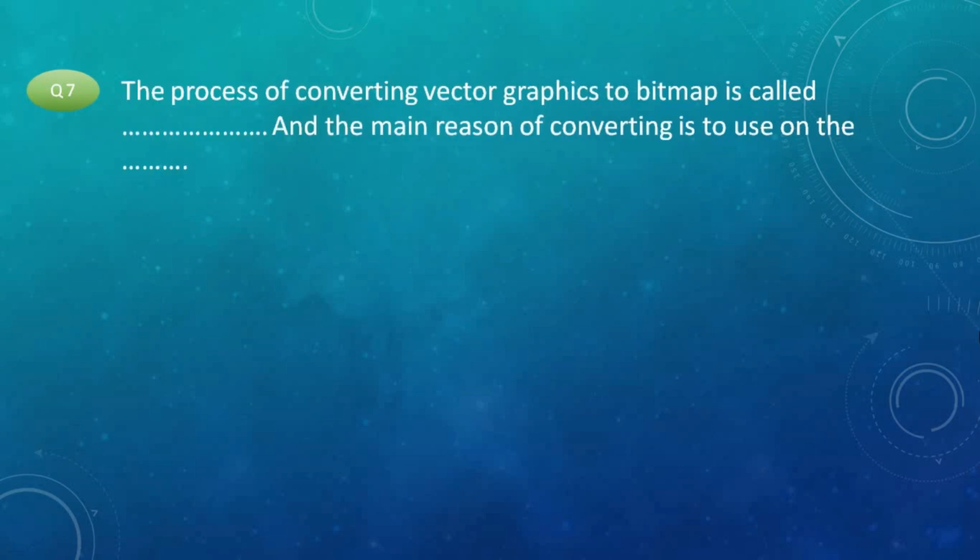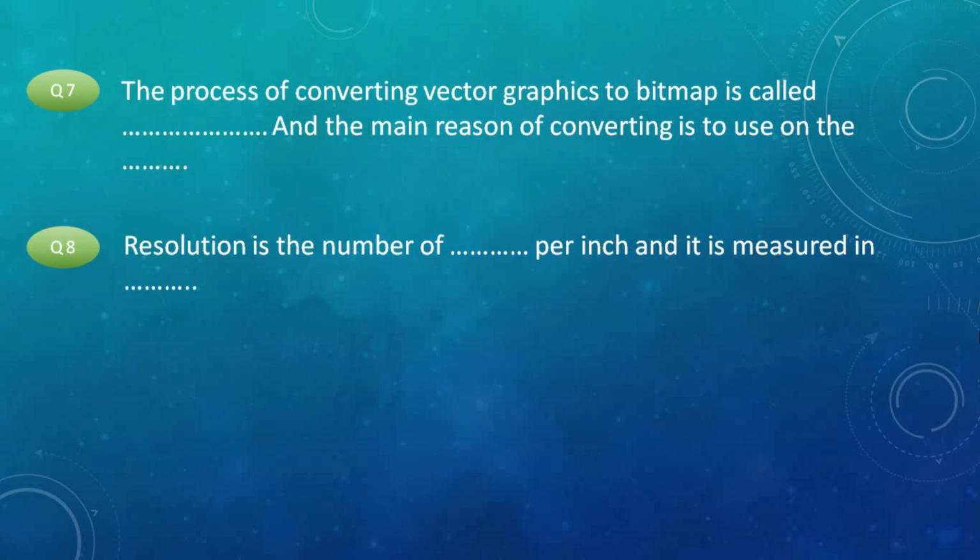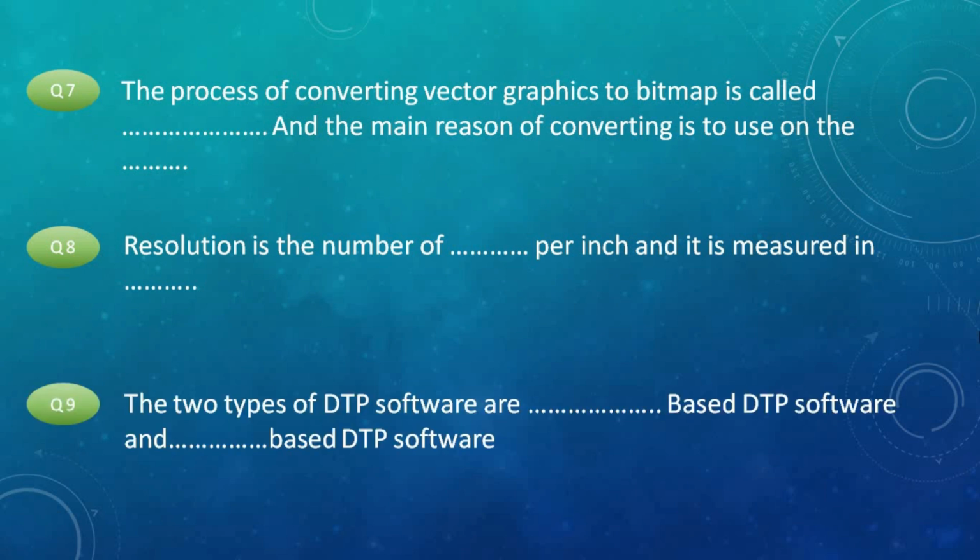The process of converting vector graphics to bitmap is called dash, and the reason of converting is to use on the dash. Resolution is the number of dash per inch and it is measured in dash. The two types of DTP software are dash-based DTP software and dash-based DTP software.